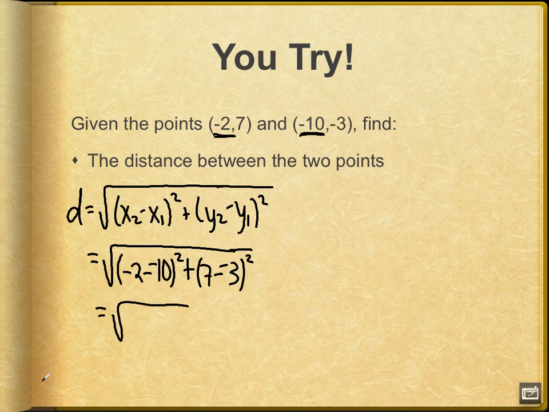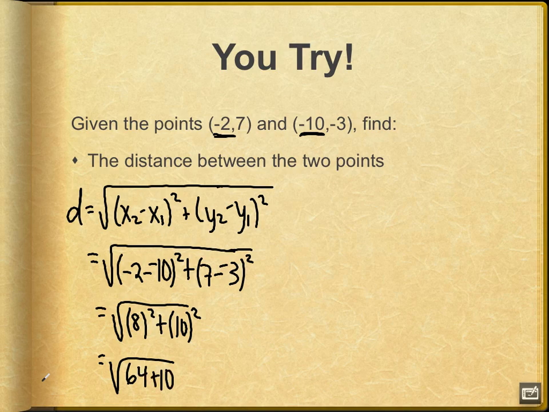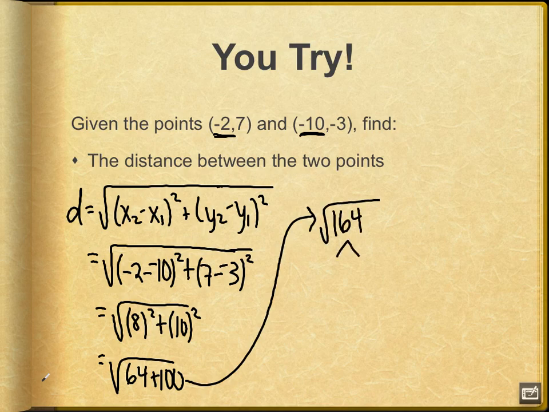Okay, negative 2 subtract negative 10 ends up being 8 squared. And then 7 subtract negative 3 is 10 squared. So this is the square root of 64 add 100. So this ends up being the square root of 164. So now I need to determine what perfect square goes into 164.